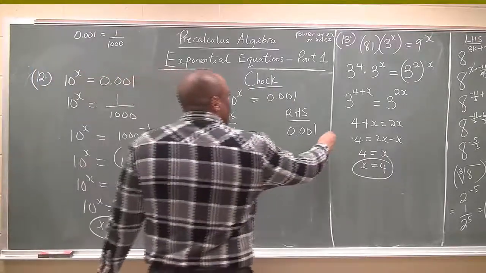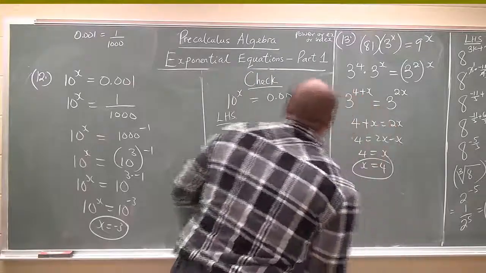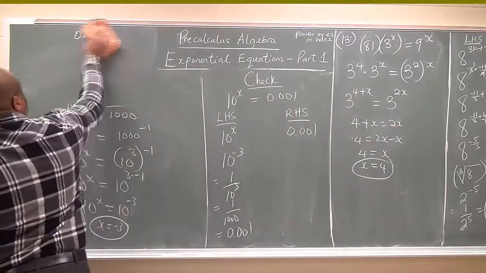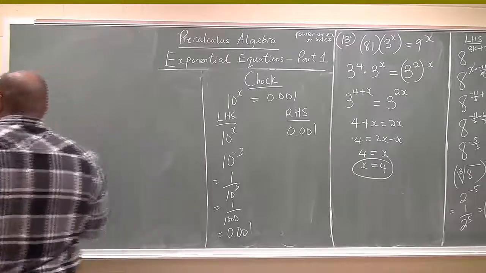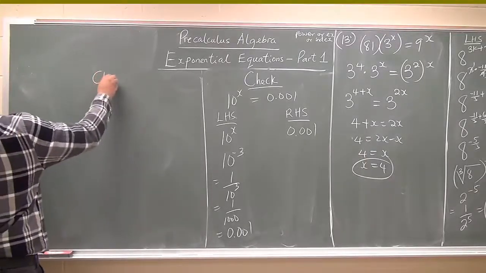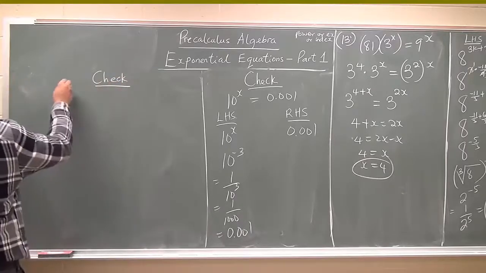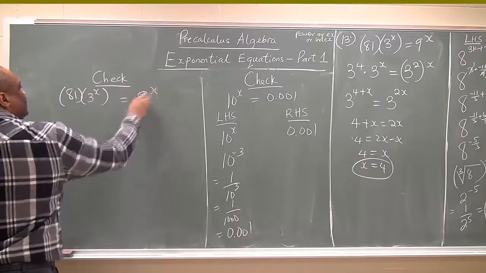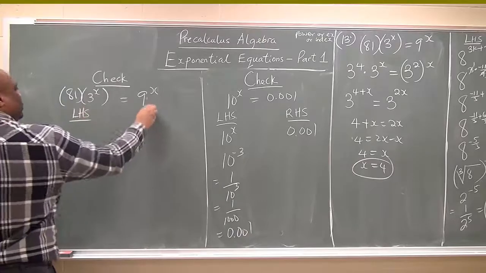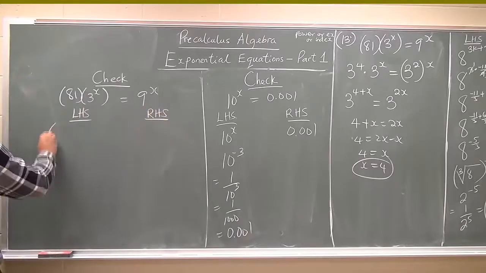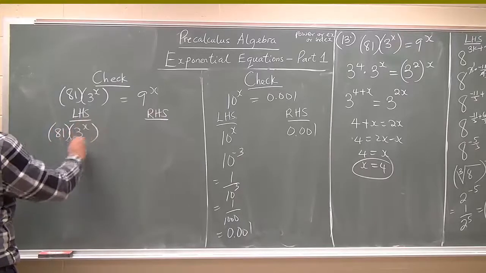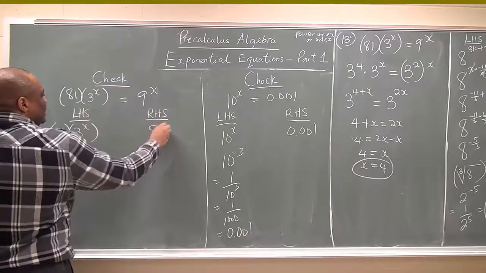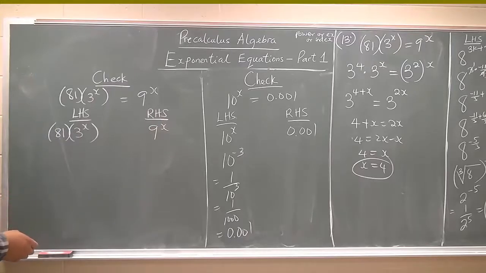Right? Do you stop here? No. What do you do? Check. So we check. We write our main problem. 81 times 3 exponent x equal to 9 exponent x. What is our left-hand side? What is our right-hand side? Left-hand side is 81 times 3 exponent x. Right-hand side is 9 exponent x. Both sides contain the variable, so we're going to use both sides.